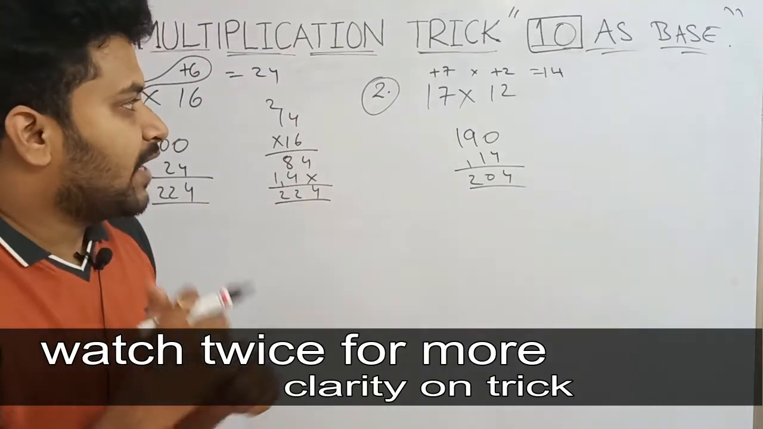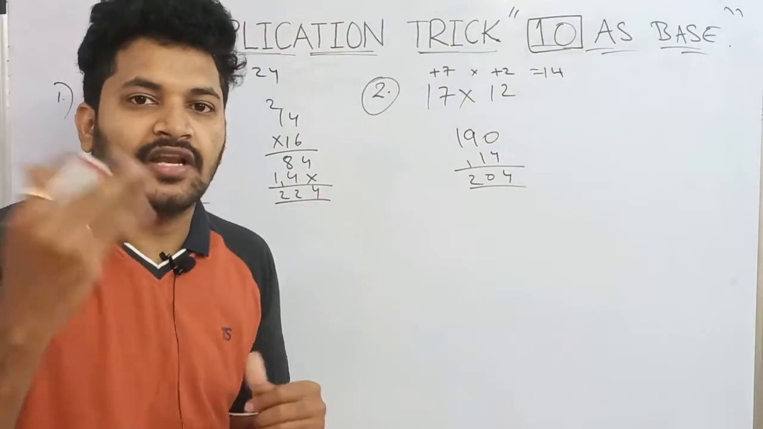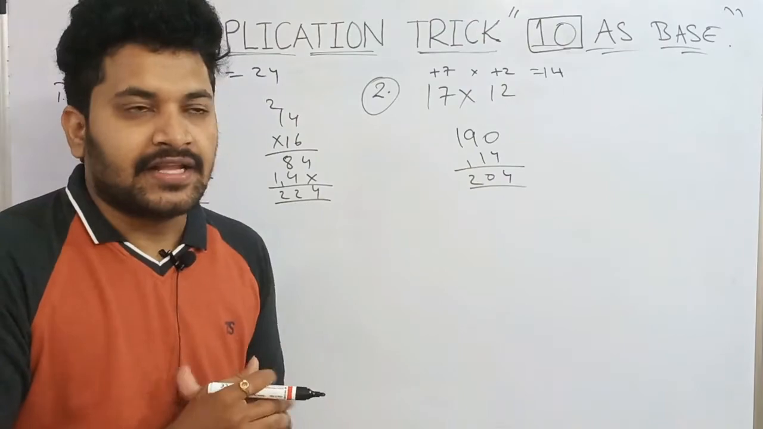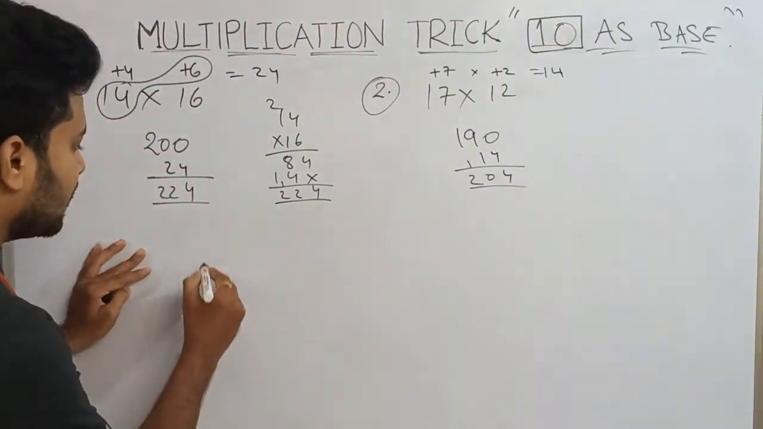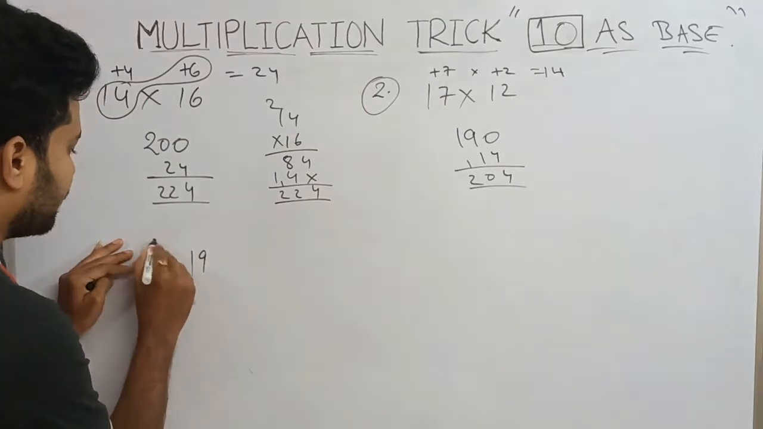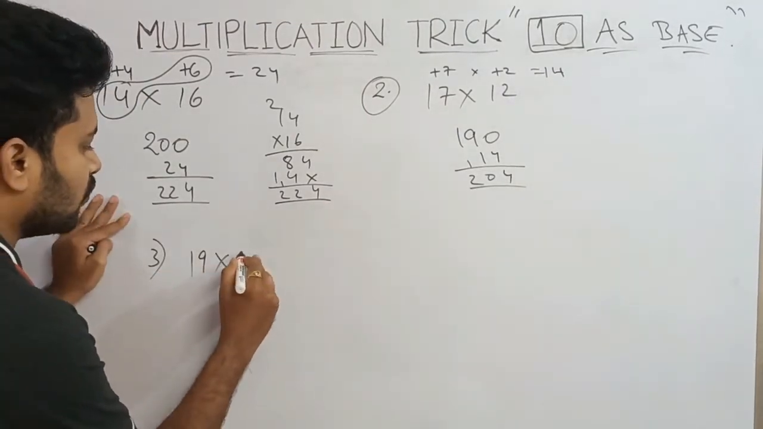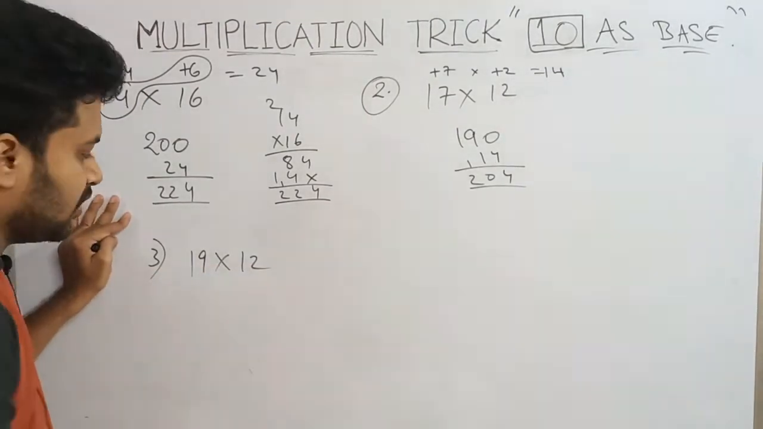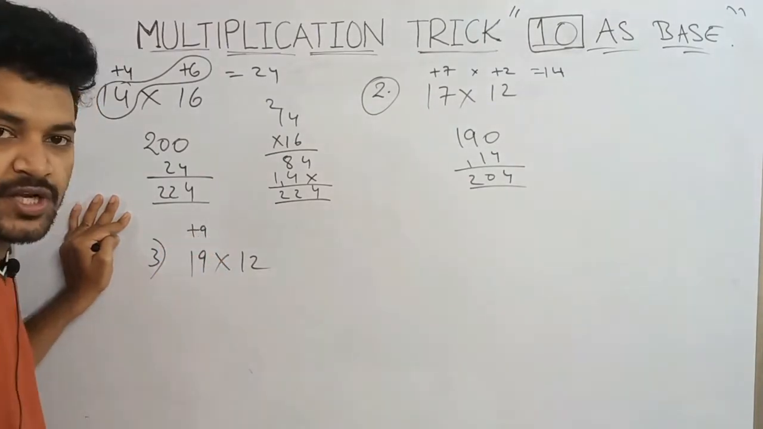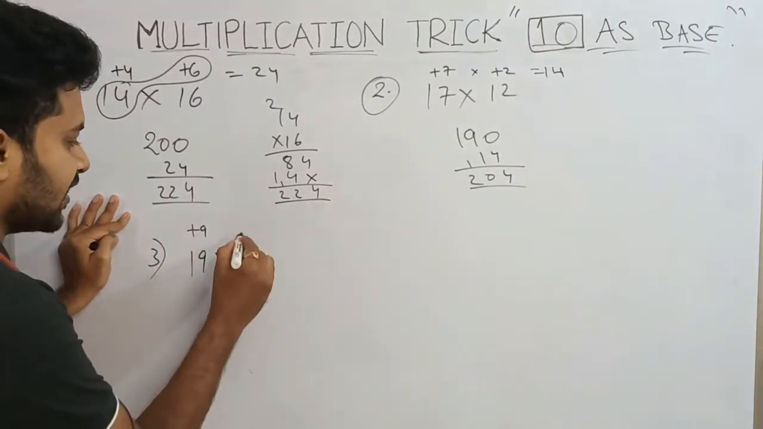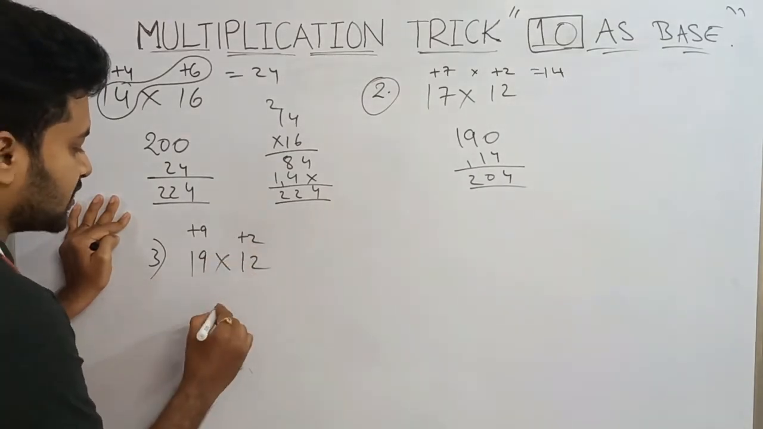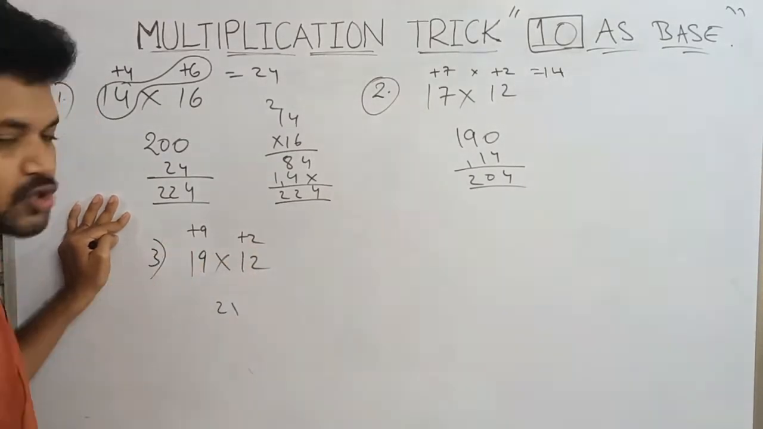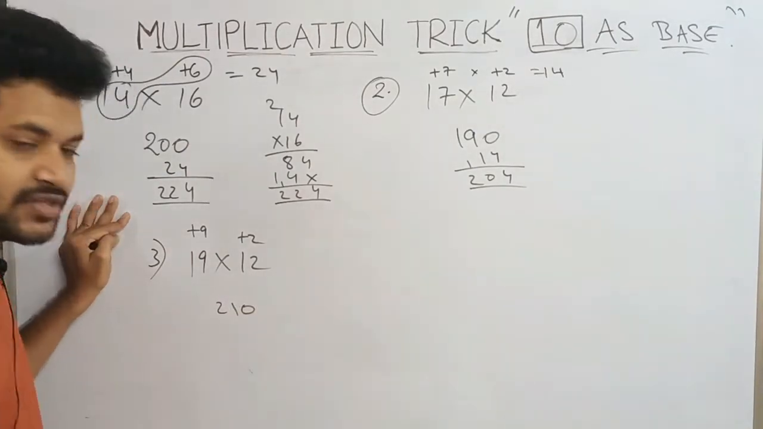Coming to the next example. Now let us take a little bit bigger table, 19. This is applicable up to the 19 and 20 tables also. So let us do it with 19 into 12. Here your responsibility is to write how many more: plus 9 plus 2. So 19 plus 2 is 21. If you do 12 plus 9 also 21. Don't forget to keep the 0. It is very very important.